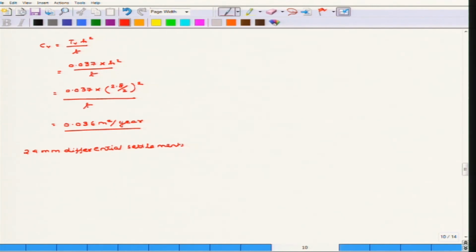Now, for 24 millimeter differential settlement, we again have to find out the degree of consolidation. So again delta by delta ultimate. So 24 and your ultimate is 57.5 millimeters. So it comes out to be 0.42 or 42%. Now, since U is again less than 60%, your Tv comes out to be 4 by pi into (U by 100) squared, which is 4 by pi into (42 by 100) squared, which comes out to be 0.225.